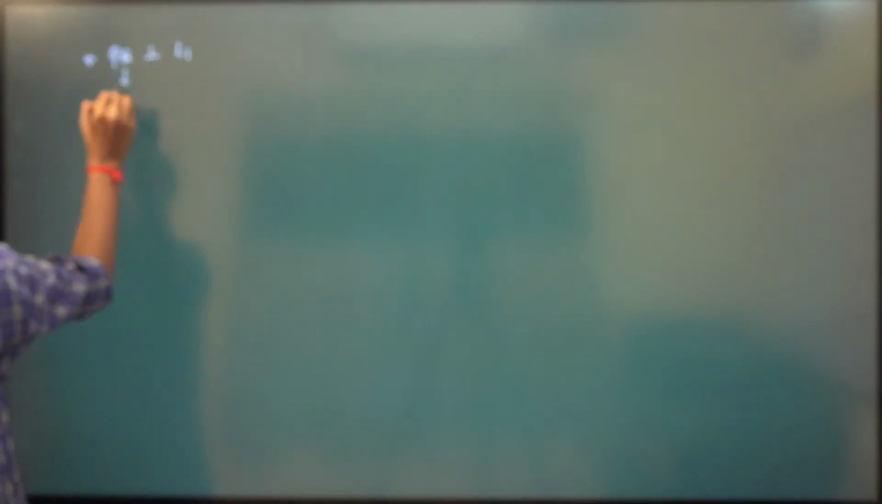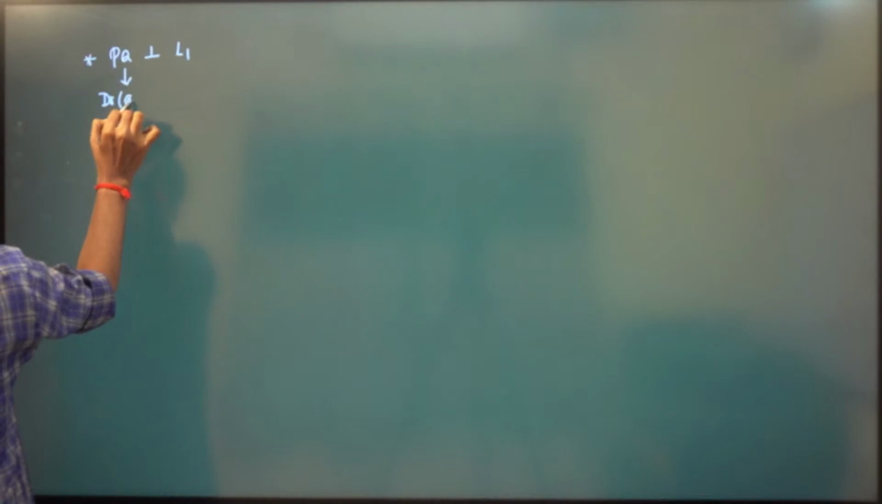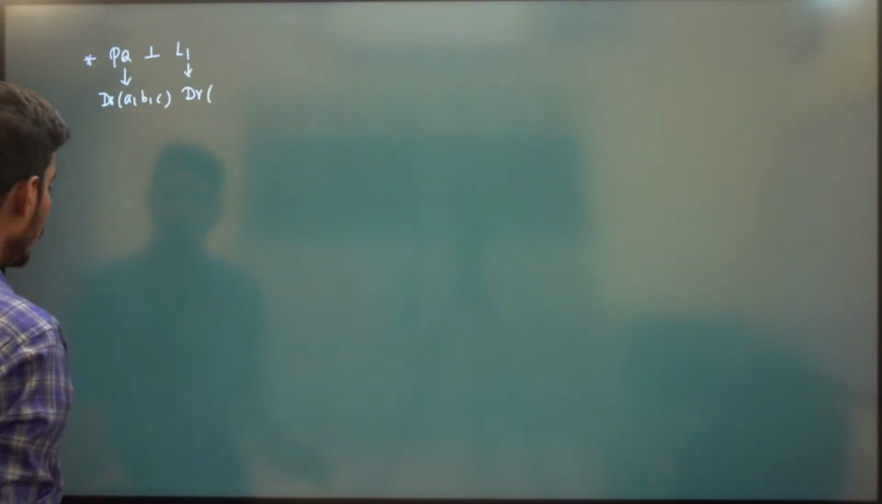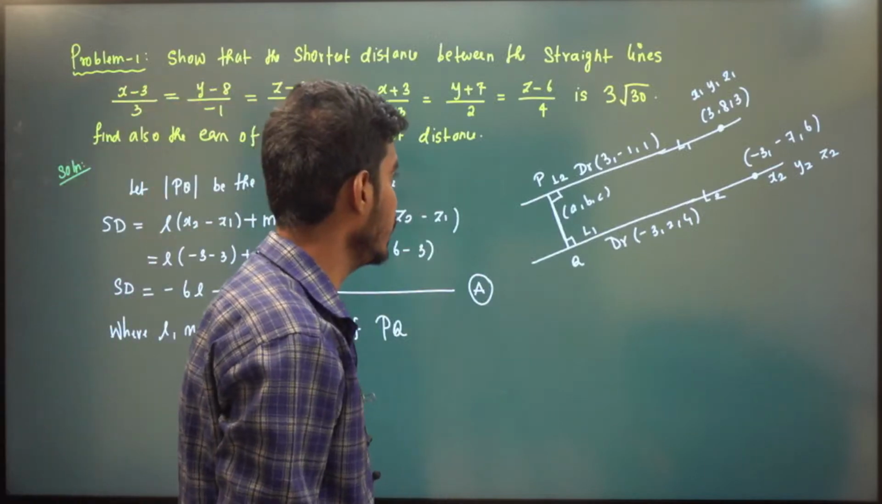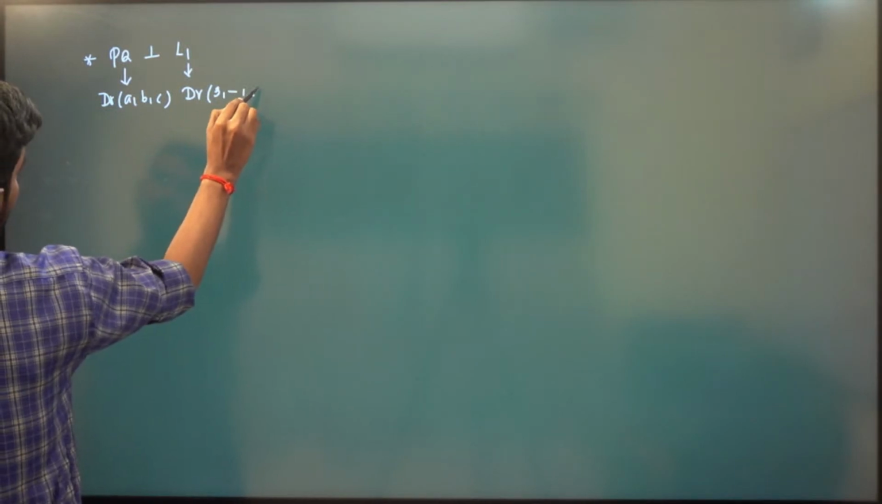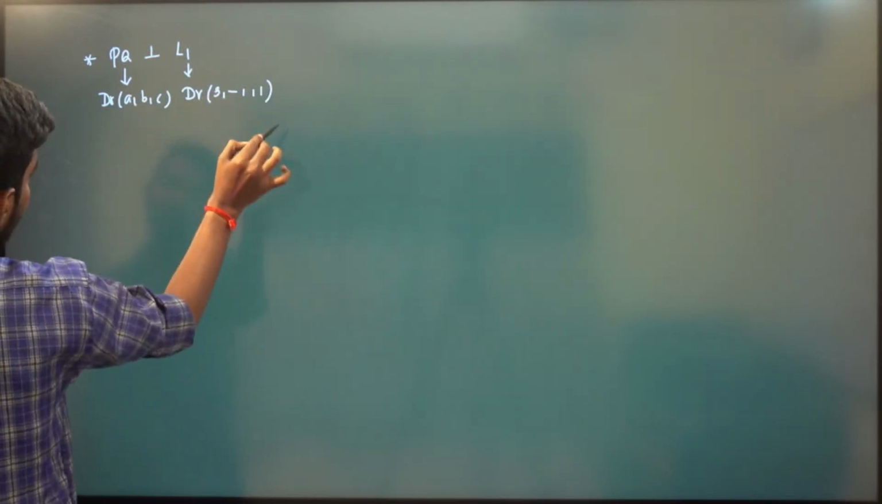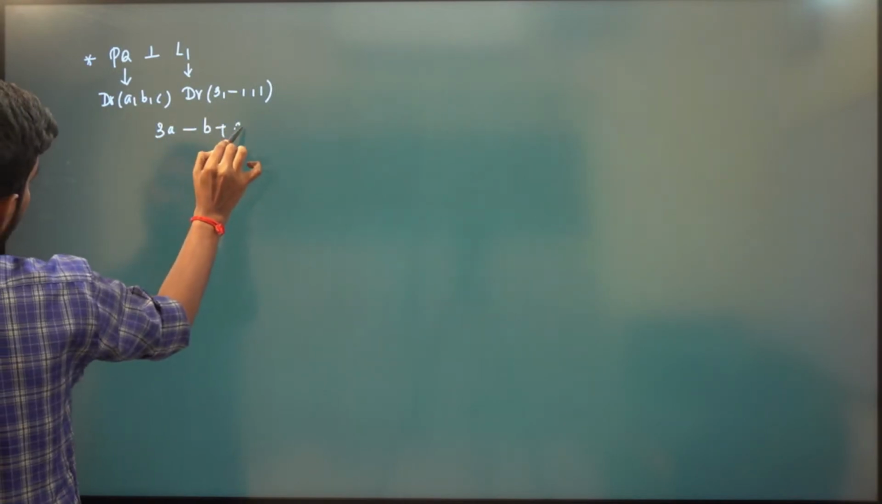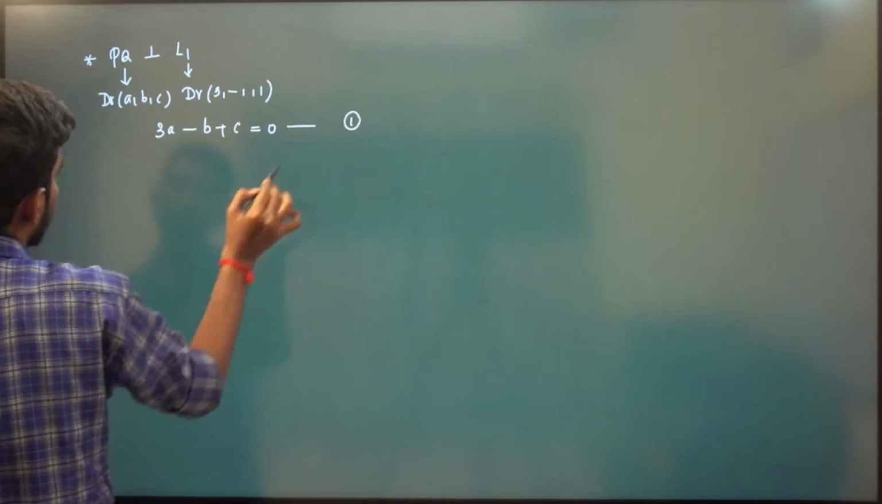So what is the direction ratio of PQ? It is A comma B comma C. And what is the direction ratio of L1? The direction ratio of L1 is 3, minus 1, 1. So therefore A1 A2 plus B1 B2 plus C1 C2 is 0. So we have 3A minus B plus C is 0. Call this equation number 1.